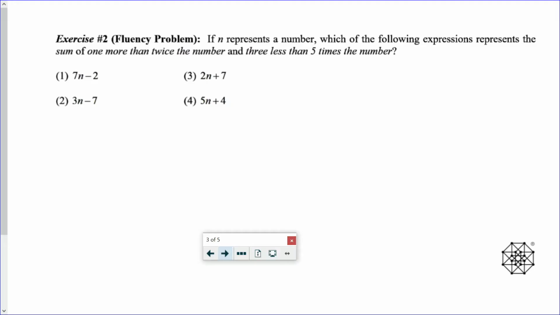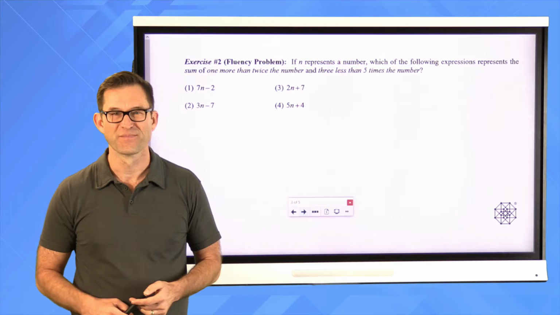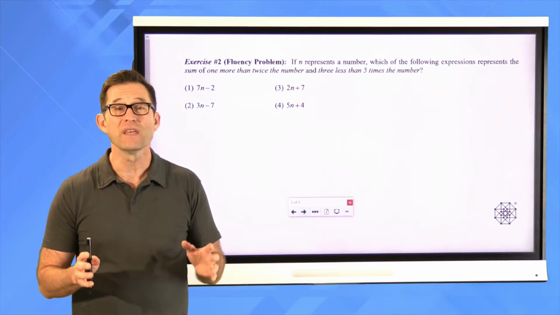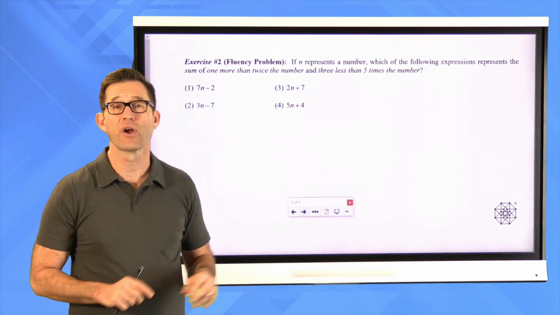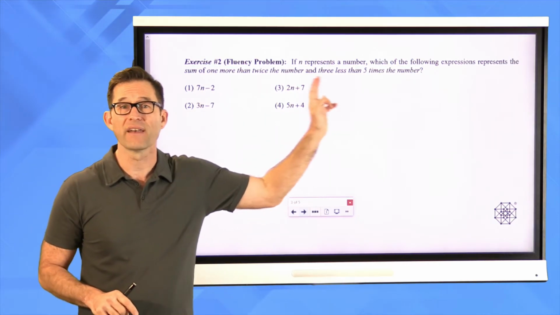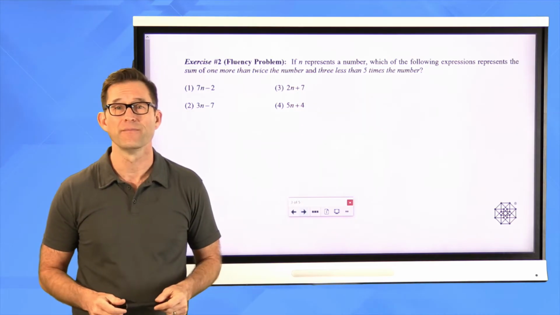Exercise number 2. This is a fluency problem. If n represents a number, which of the following expressions represents the sum of 1 more than twice the number and 3 less than 5 times the number? All right, so why don't you see if you can figure out what algebraic expression represents that description. Pause the video now.